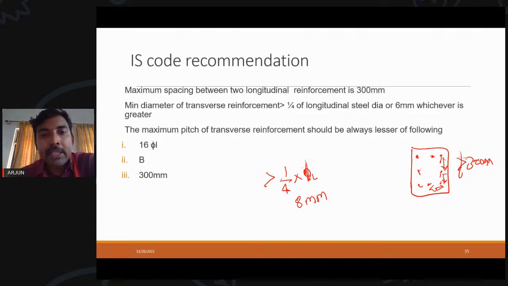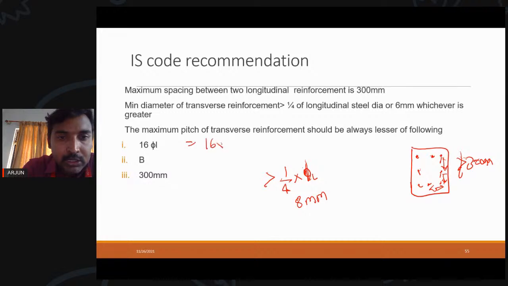So the maximum pitch of the transverse reinforcement, the pitch being nothing but the spacing between the lateral ties, should always be the lesser of the following. First one is 16 times the longitudinal diameter. Suppose you are using 16 mm diameter, then 16 into 16 is 256 mm, center to center will be the pitch.